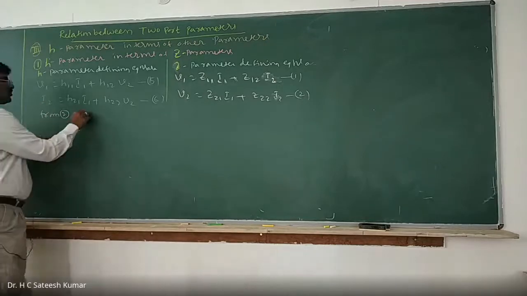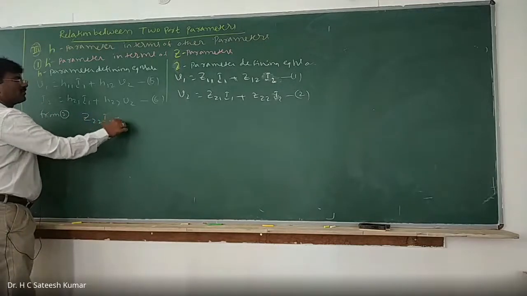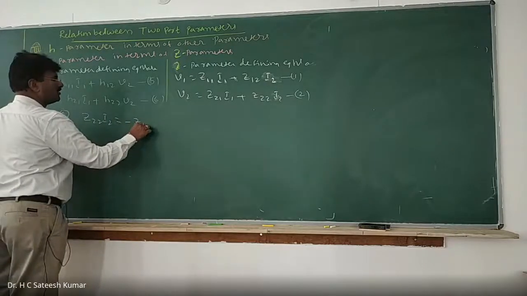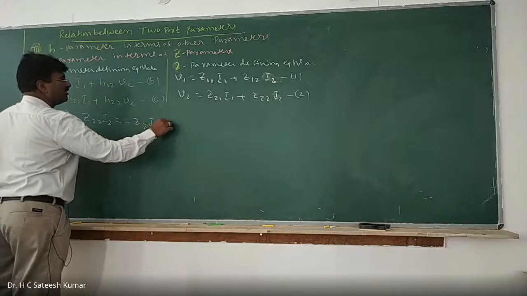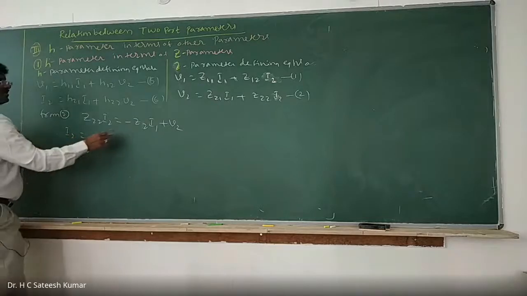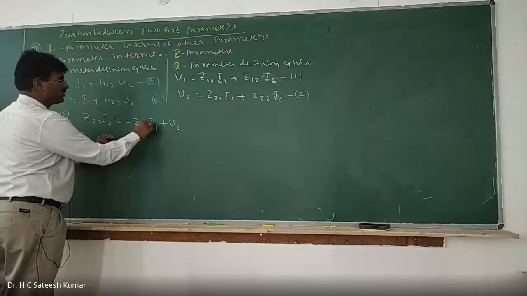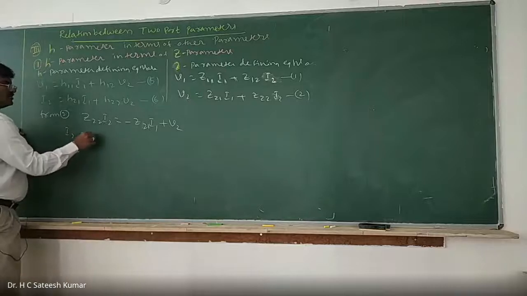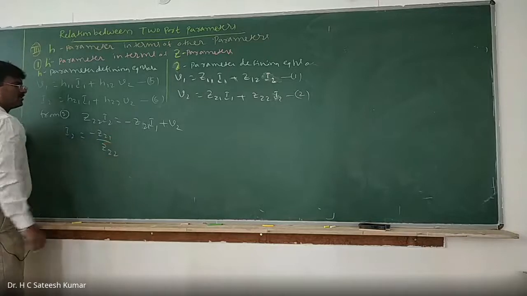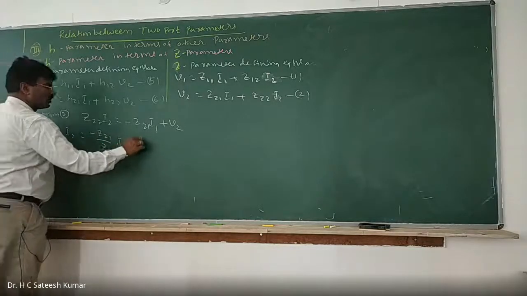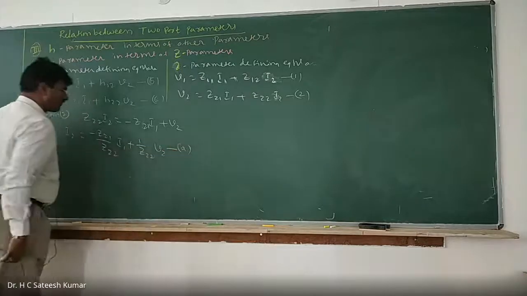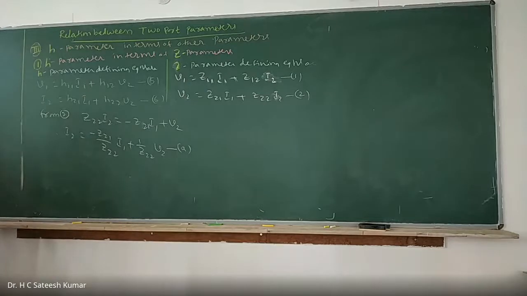Therefore, keep the Z22 as it is. Z22 into I2 is equal to rest of them you transfer to left hand side. What will you get? Minus Z21 into I1 plus V2. Therefore, I2 is equal to minus Z21 divided by Z22 into I1 plus 1 by Z22 into V2. Call this as equation number A.